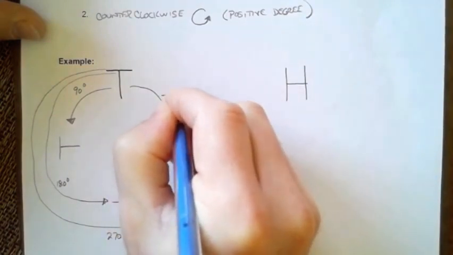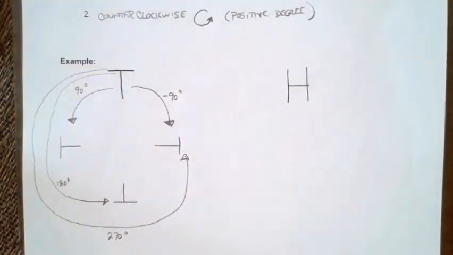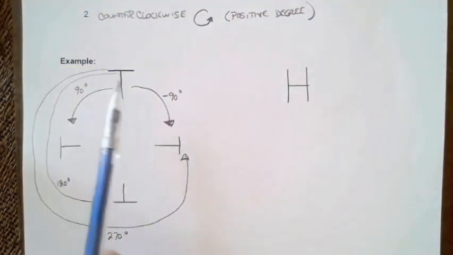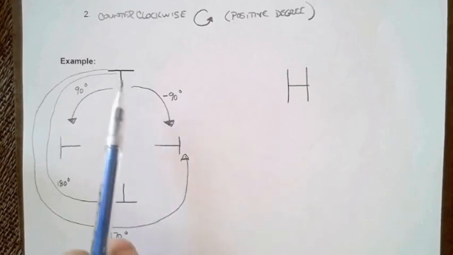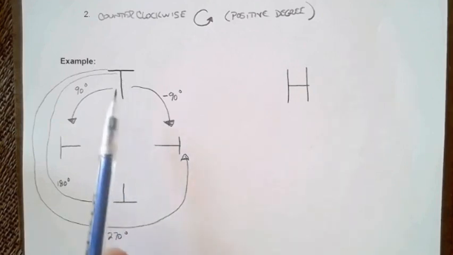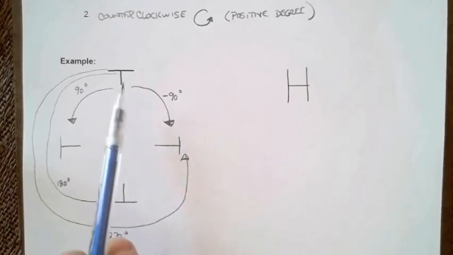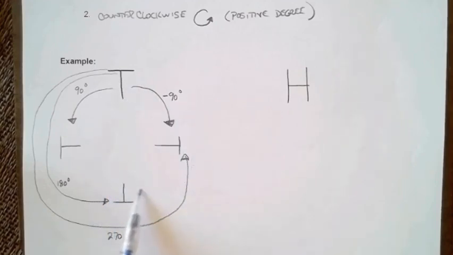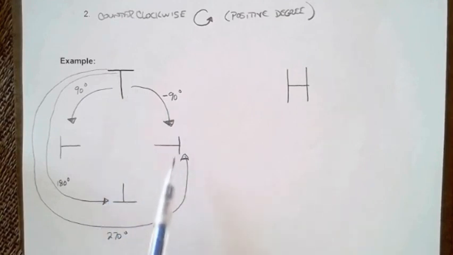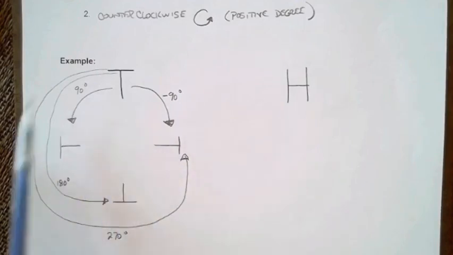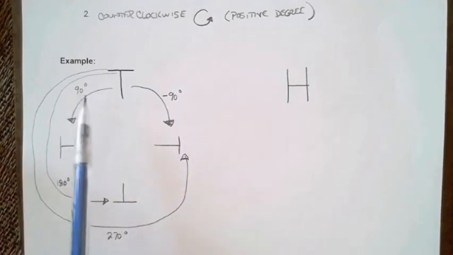Again, moving clockwise would be a negative degree rotation. So to go from this letter T to this letter T, that's a negative 90 degree rotation. If I went from this letter T in this direction to this letter T, that would be a negative 180 degree rotation. Counterclockwise rotations are positive degrees, while clockwise rotations are negative degrees.